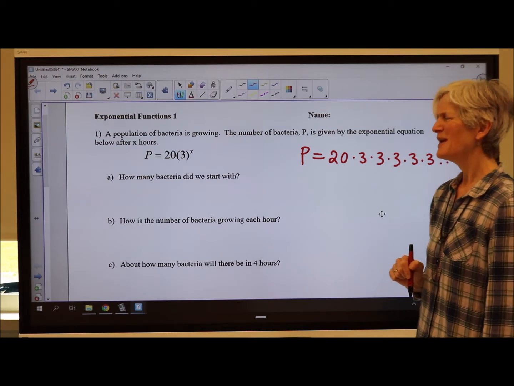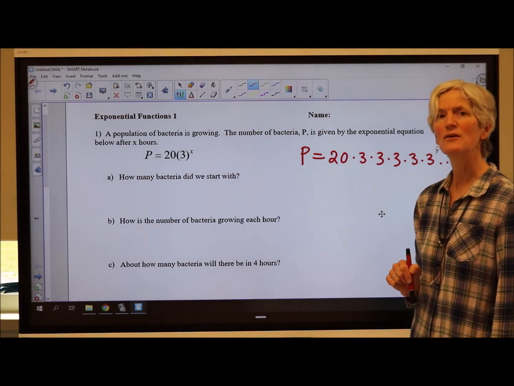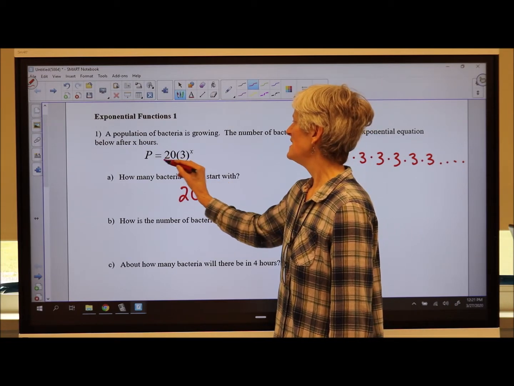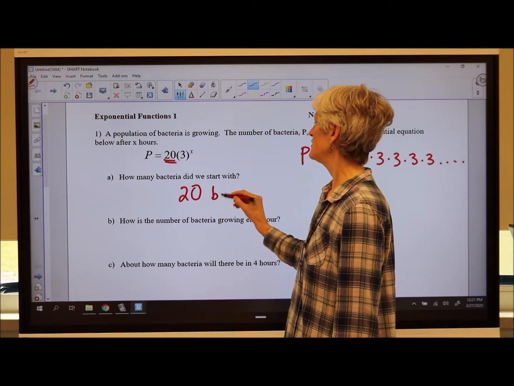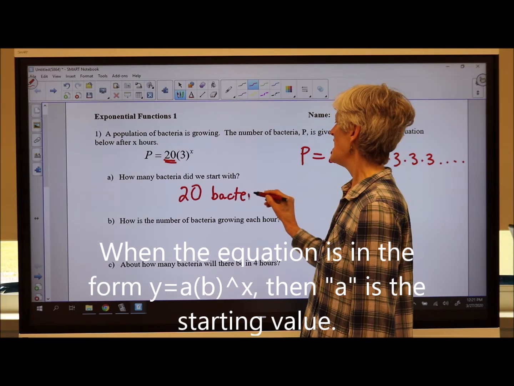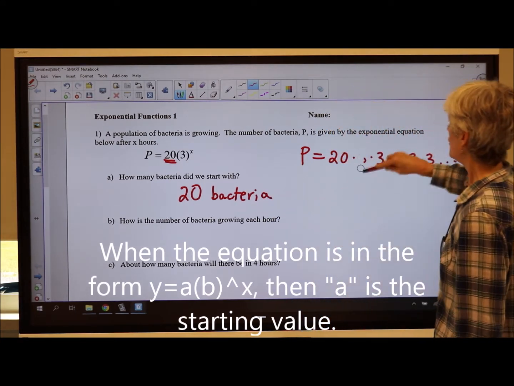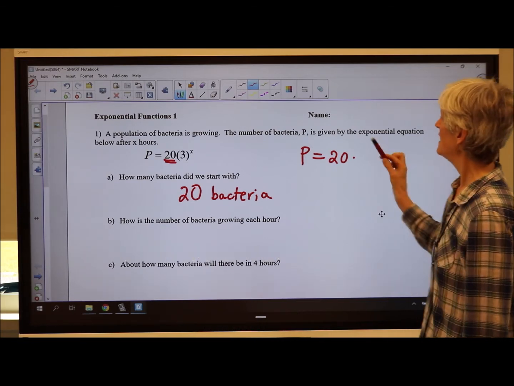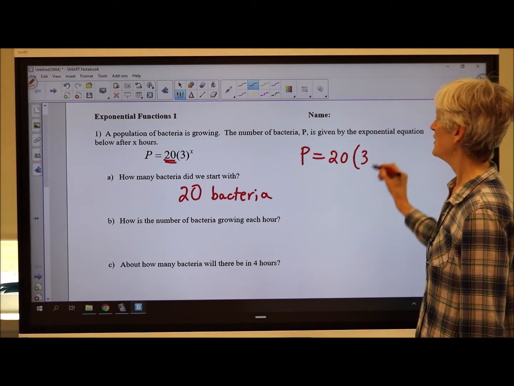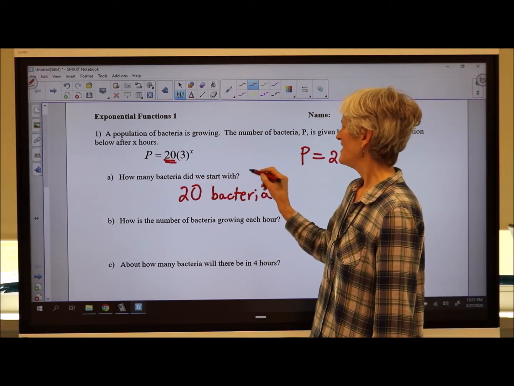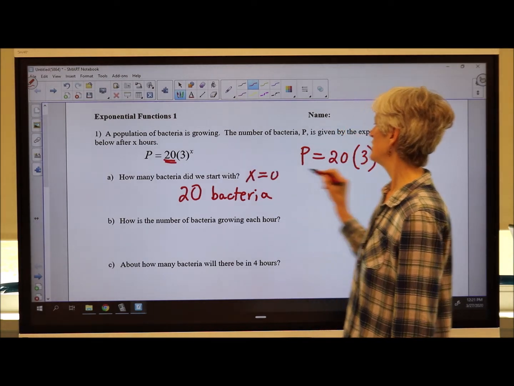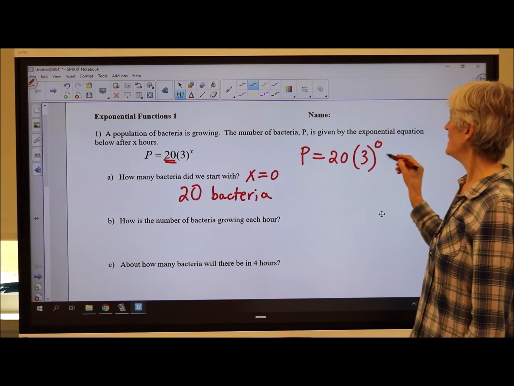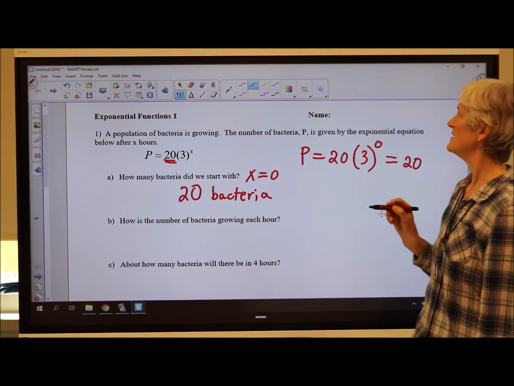So what seems to be a reasonable number that I start with? Oh yeah, 20. And sure enough, that number will always be the starting value. And if you're not sure, what you can always do is substitute in a 0 for your x, because this is at time x equals 0. So if you substitute in a 0 for x, 3 to the 0 is 1. That's going to give you 20.